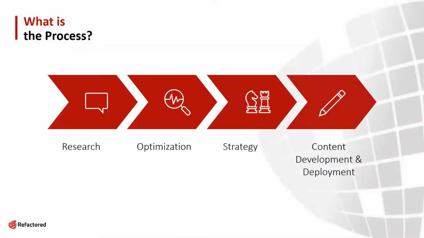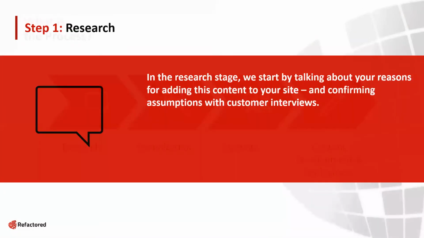So what's the process? Our process for adding a content pillar to a website starts with a short period of research and strategy, followed by content development and SEO optimization. It really falls in the pattern of search, optimization, strategy, content development, and deployment. So let's step through each of these phases.